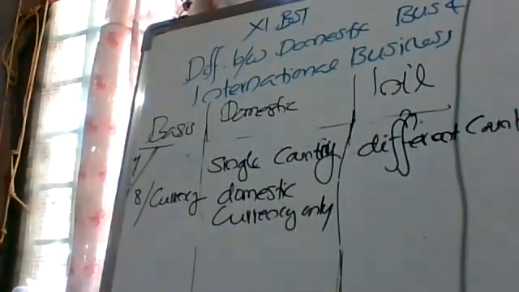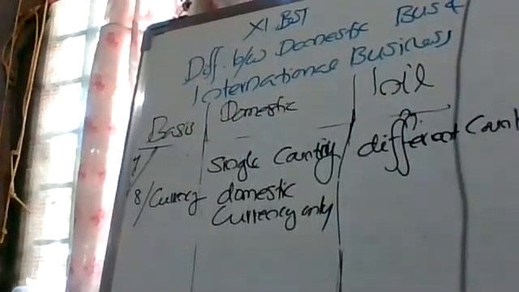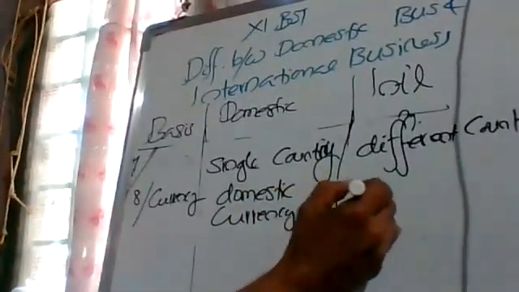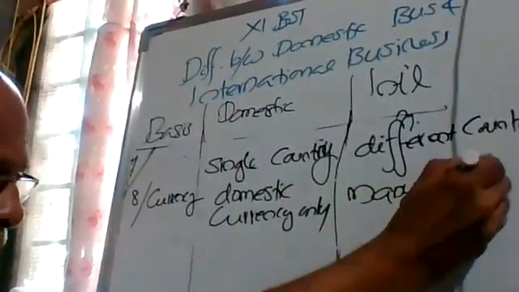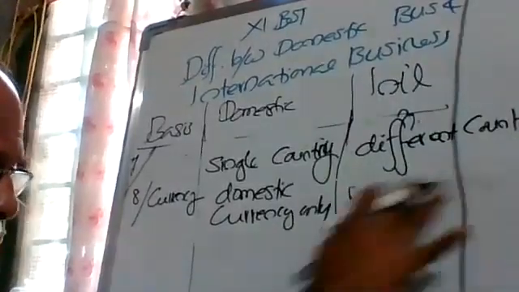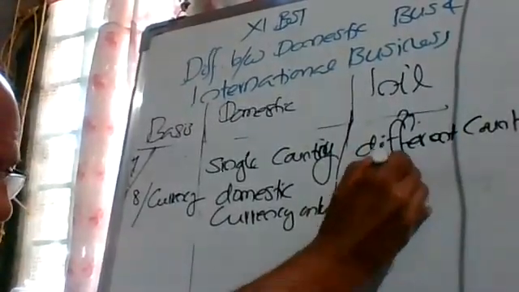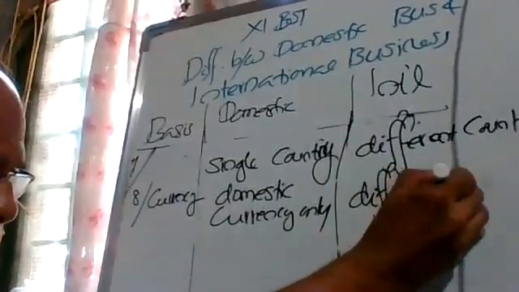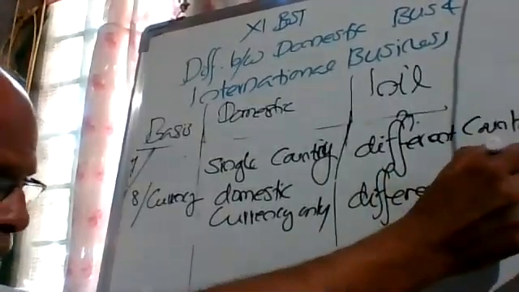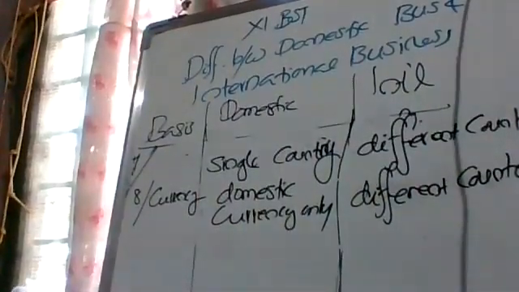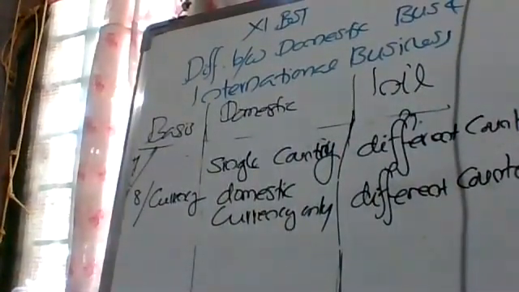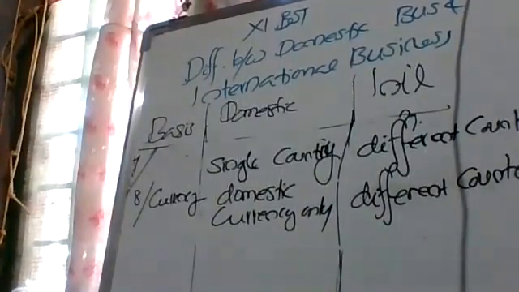Domestic, one country only. Many countries, different countries. To deal with Sri Lanka, you have to deal with Sri Lankan rupees, but conversely, you have to convert Sri Lankan rupees into US dollar.